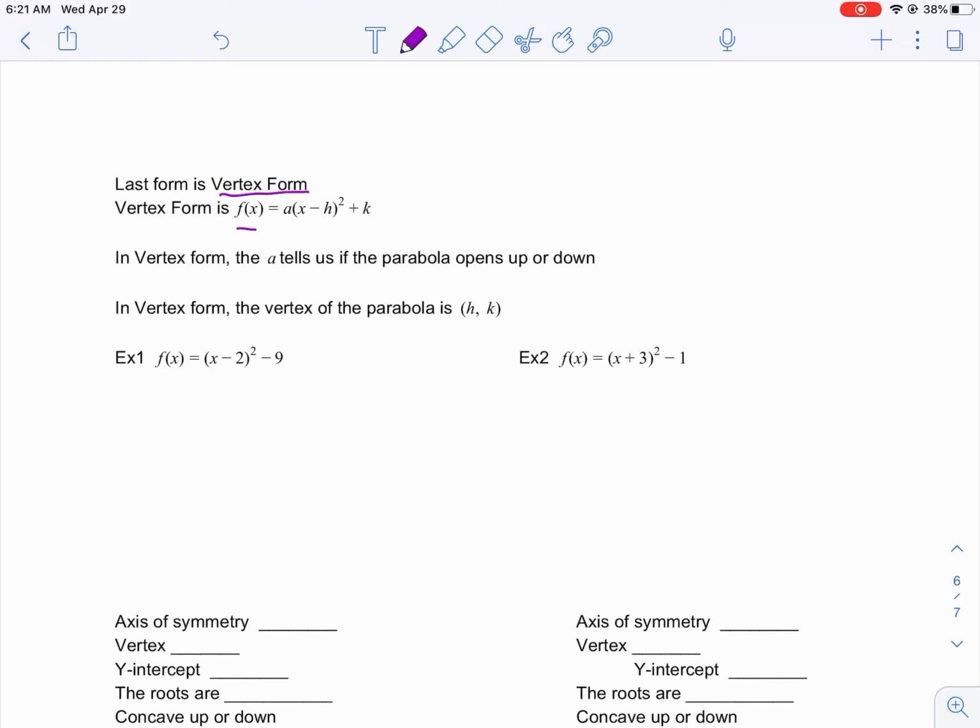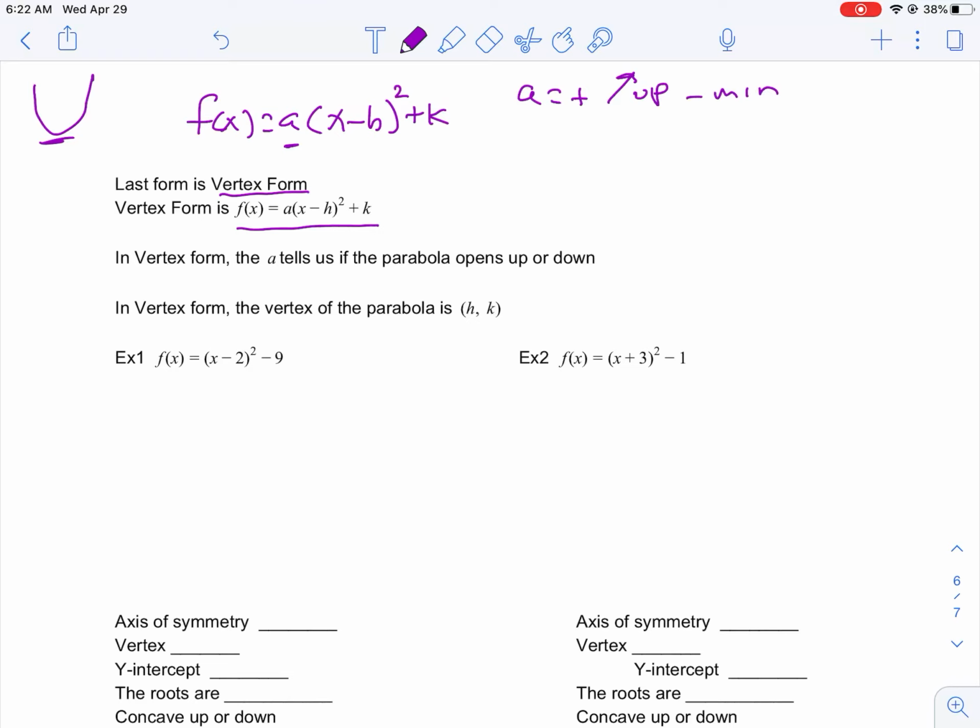All right, so that's this f of x. I'm going to write a little bigger. F of x equals a times the quantity x minus h squared plus k. The a tells us if it is positive, it concaves up. And we know if a parabola concaves up, if it opens up, that it has a minimum point. If the a is a negative number, it concaves down, and it has a maximum point right away. So that's one thing we can see, okay?